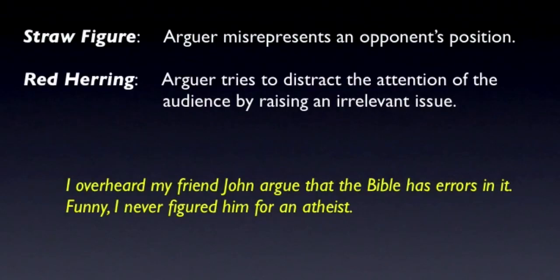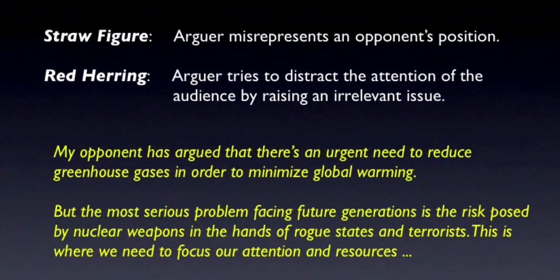Now compare that to this one. My opponent has argued that there's an urgent need to reduce greenhouse gases in order to minimize global warming. But the most serious problem facing future generations is the risk posed by nuclear weapons in the hands of rogue states and terrorists. This is where we need to focus our attention and resources. This is a red herring.